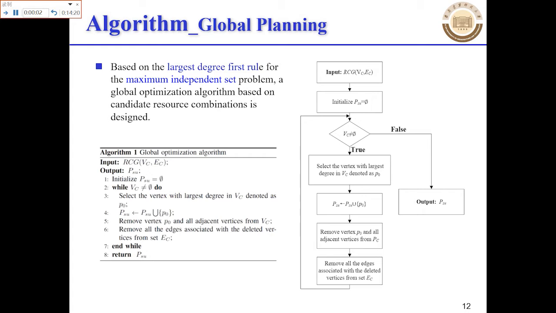Specifically, we base on the largest degree first rule for the maximum independent set problem. A global optimization algorithm based on candidate resource combination is designed. Here is a flow chart of this algorithm.